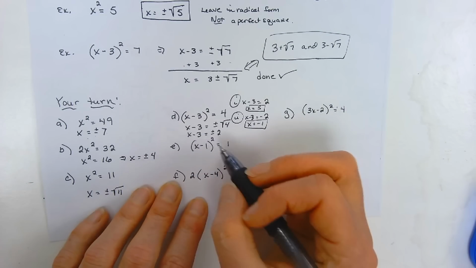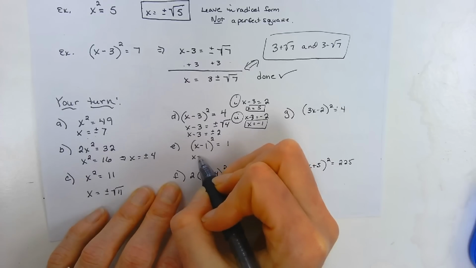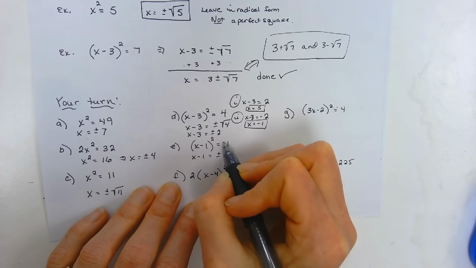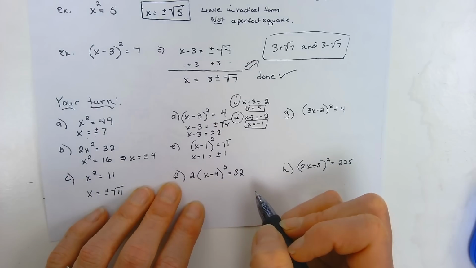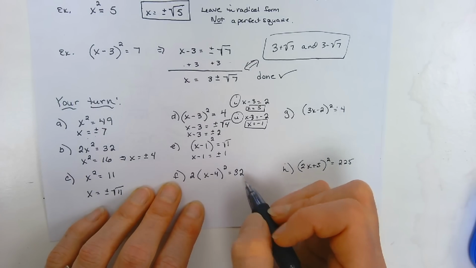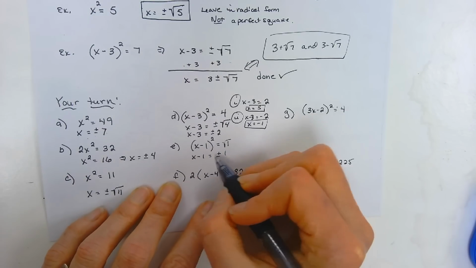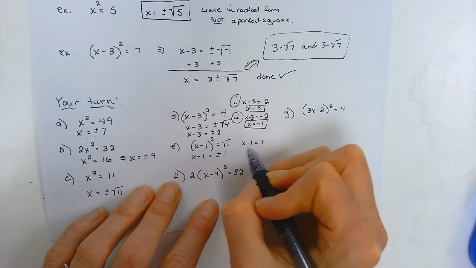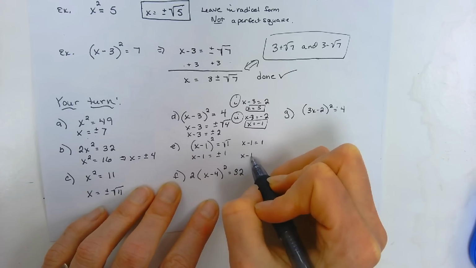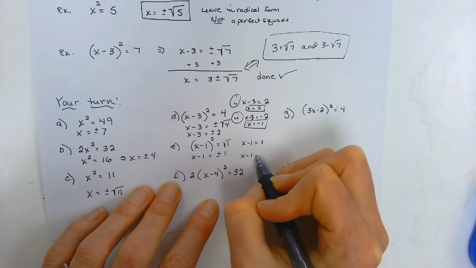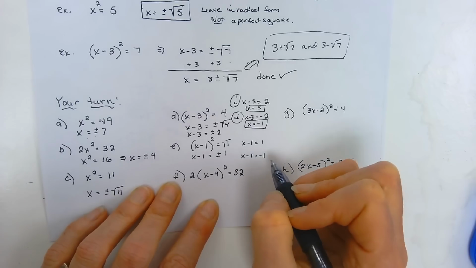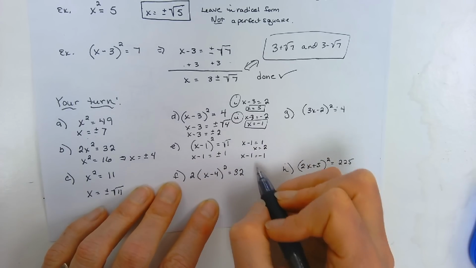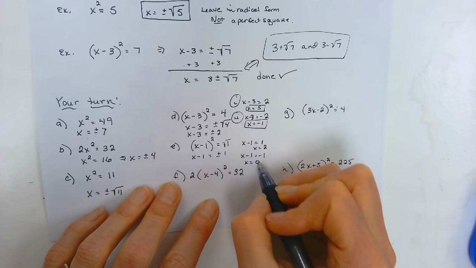Letter E. Take the square root, x minus 1 equals plus or minus, well, the square root of 1 is 1. Now I'll do this case by case. X minus 1 equals positive 1. X minus 1 equals negative 1. Adding 1 to both sides, I get x equals 2 or x equals 0.